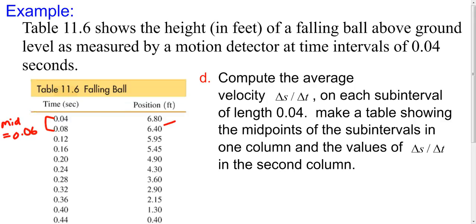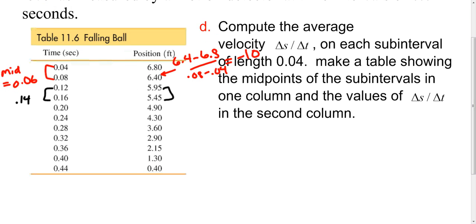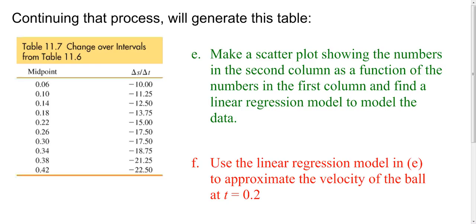And then to get this number right here, what I'm going to do is the rate of change. So I'll do 6.4 minus 6.8 over 0.08 minus 0.04 because those are my x values, and I get negative 10 when I do that. And it wants me to keep doing the same thing. The interval between there and there would be 0.14. To get this number, I would find the slope basically between those. I've already done that for you just so that you can see that, and that's how I got this number, or this table.